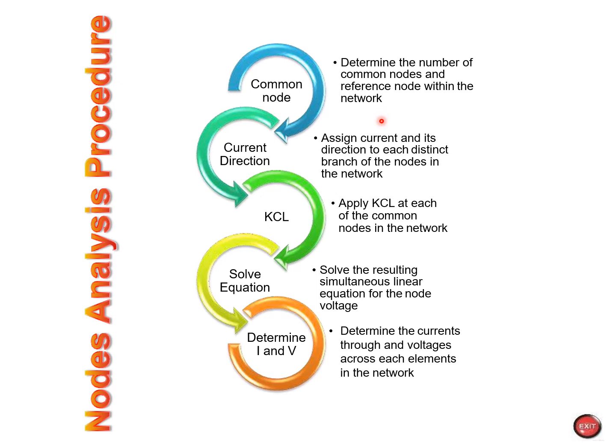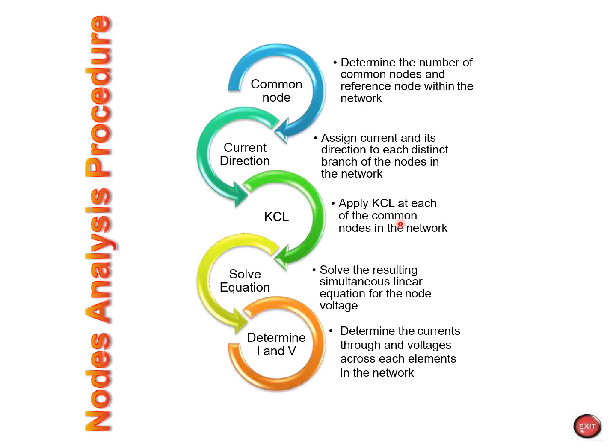Then assign the direction of current to each branch, to each path of the node in the network. Then you have to apply KCL, that is, apply Kirchhoff's current law. When you apply Kirchhoff's current law for each junction, you will get an equation. When you solve those equations, you will get the values of the current and the voltage which have to be found out in the network.